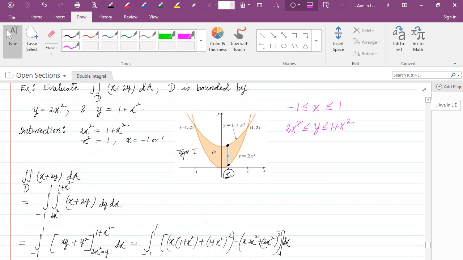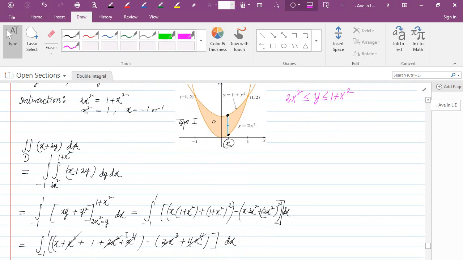This is vertically simple. So the double integral of x plus 2y over D is equal to the iterated integral where x goes from -1 to 1, and y goes from 2x squared to 1 plus x squared, of x plus 2y dy dx. So we integrate with respect to y first. When we integrate with respect to y, x will be treated as a constant.